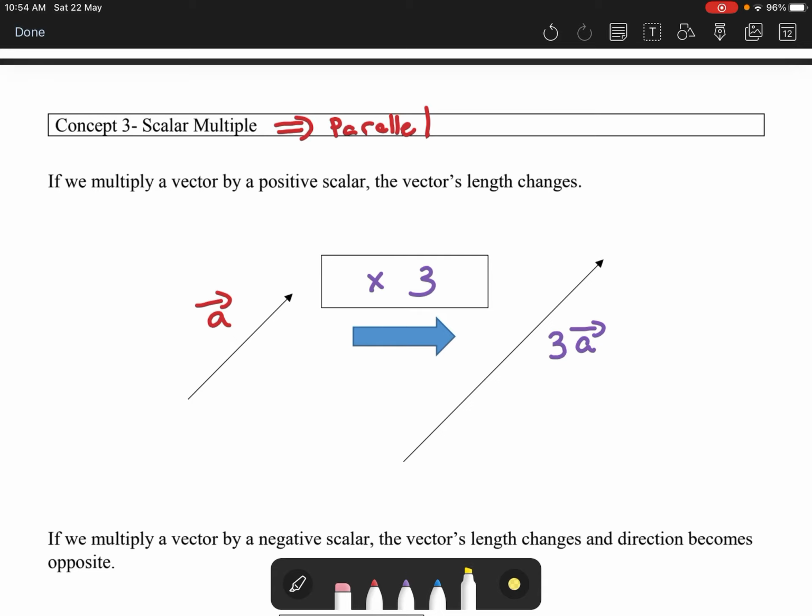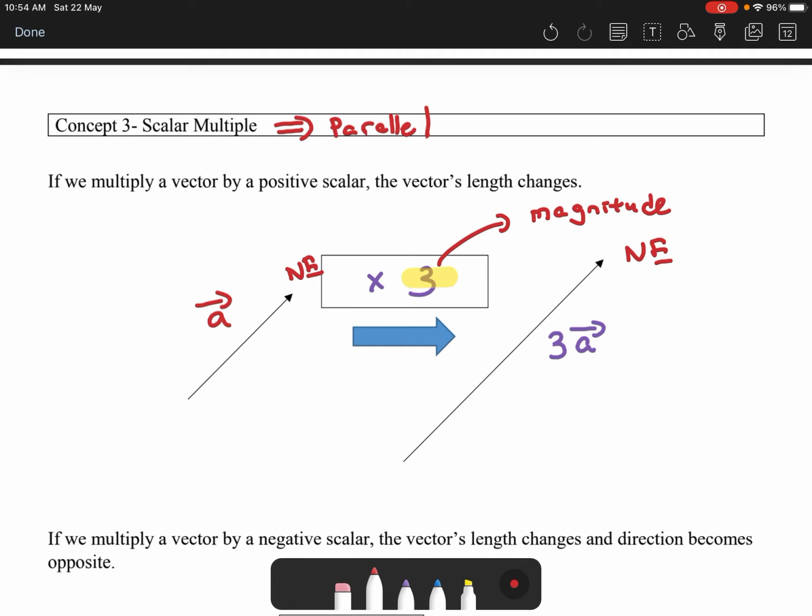So we can see that when I multiply by a positive number, it only changes the magnitude. So the direction still remains the same. It's still pointing in the northeast, right? Northeast.